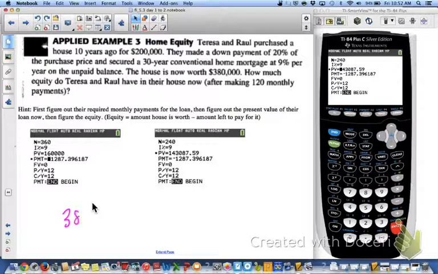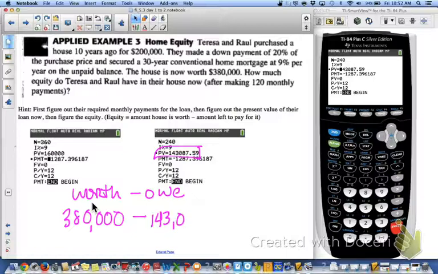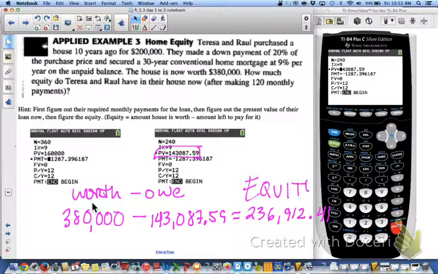So for this problem, it's going to be 380,000, which is what it's worth, minus what they owe, and that gives us a result of $236,912.41 of equity.